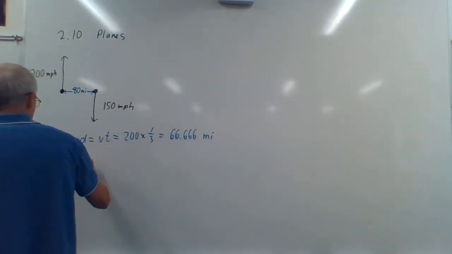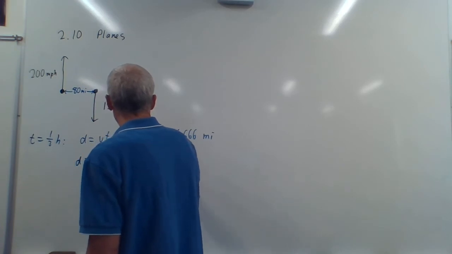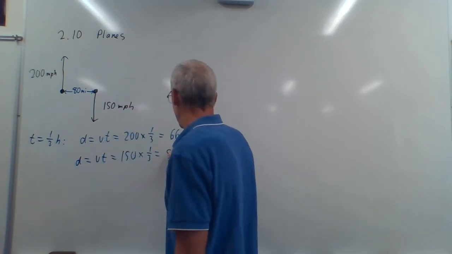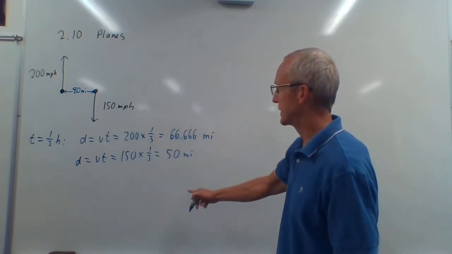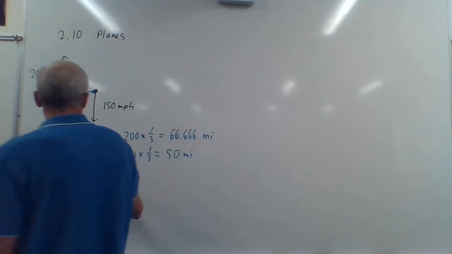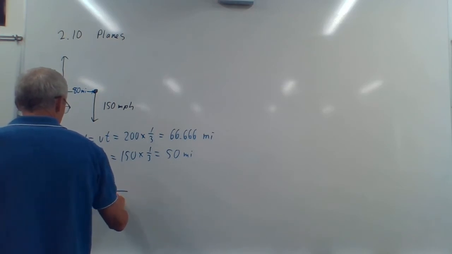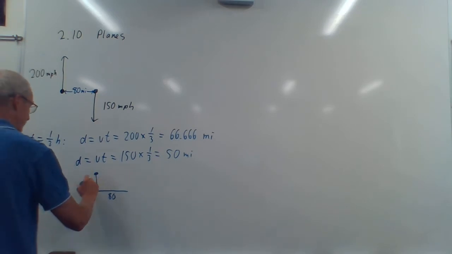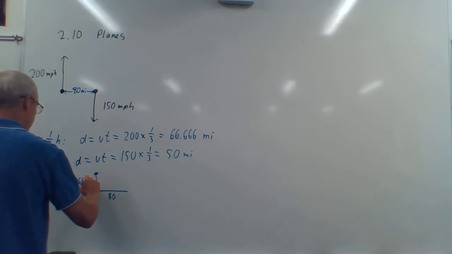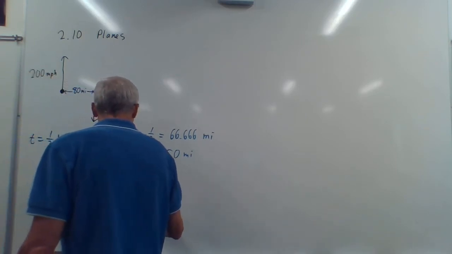The other one, it went 150 times 1/3. Okay, they were nice to us there. That's 50 miles. Now, one of them's north, the other one's south. So if we redraw the picture here, here's where they used to be. This is 80. And now this one went up 66.666, and this one went down 50 miles.